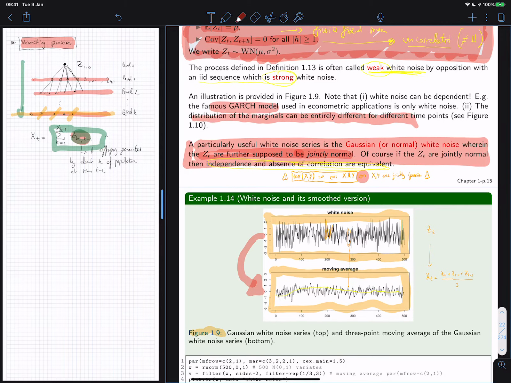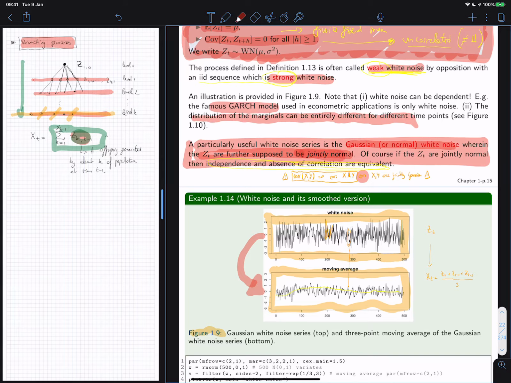And a particular case of white noise, which will often be used, and that will be quite annoying when you go on the internet, is that it won't often be clear whether the references you're using make reference only to Gaussian white noise or not. In this course we use weak white noise, by opposition with strong white noise, which only requires independence. But there is also Gaussian white noise, in which case you suppose that the ZTs, the noise sequence, are jointly normal.